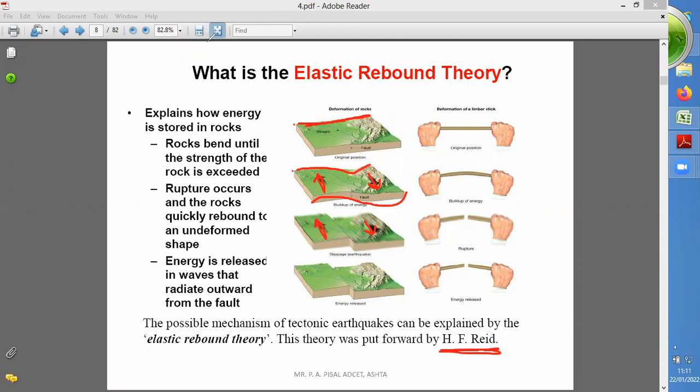Now I have to share with you one video in which the elastic rebound theory is explained with video clips and animation. From that you can easily understand the meaning of the elastic rebound theory. Just wait.